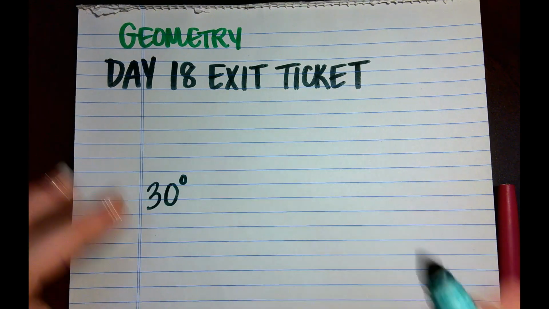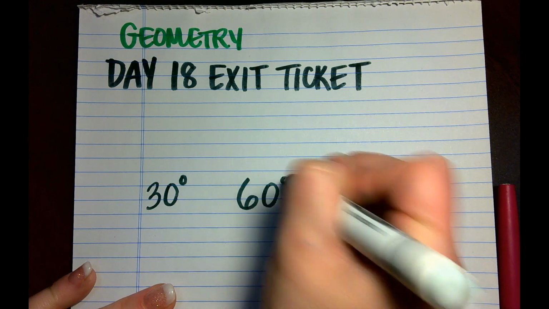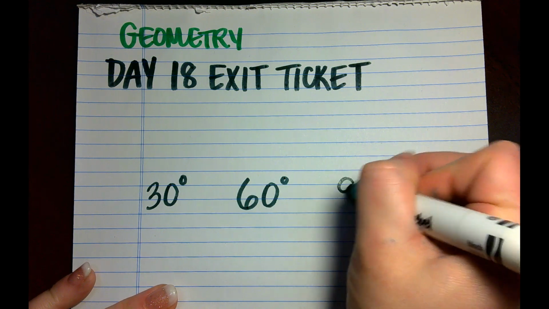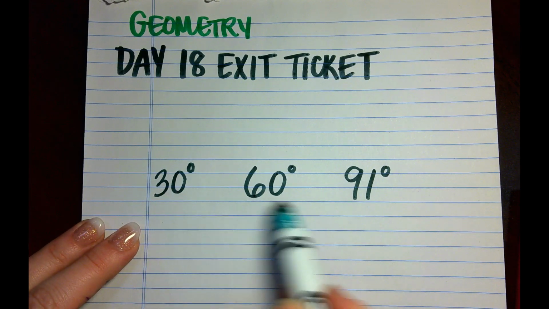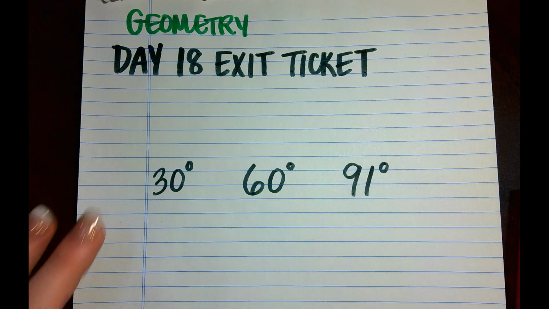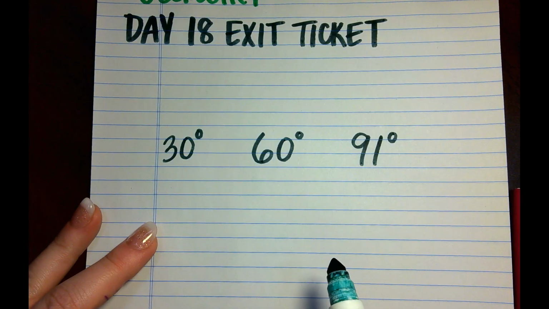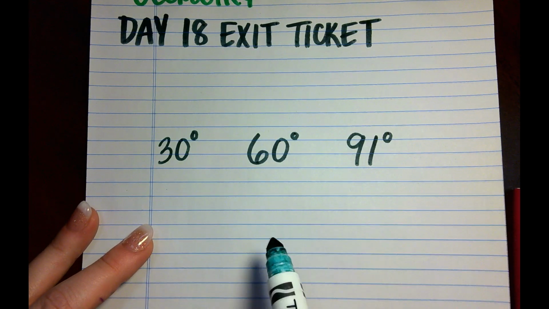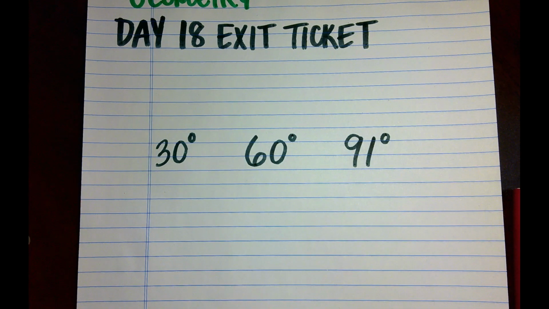30 degrees, 60 degrees, and 91 degrees. Okay, so tell me, can these angles form a triangle? Then tell me what kind of triangle it would be, whether it is a triangle or not.